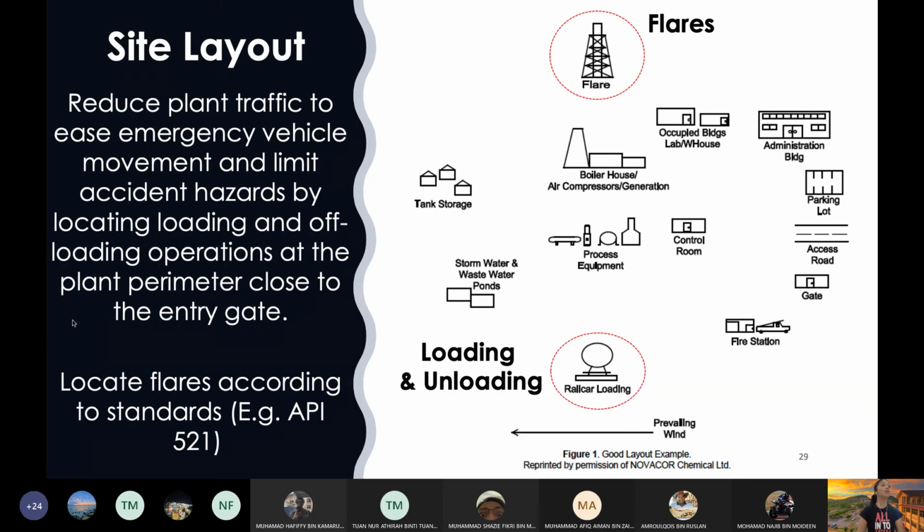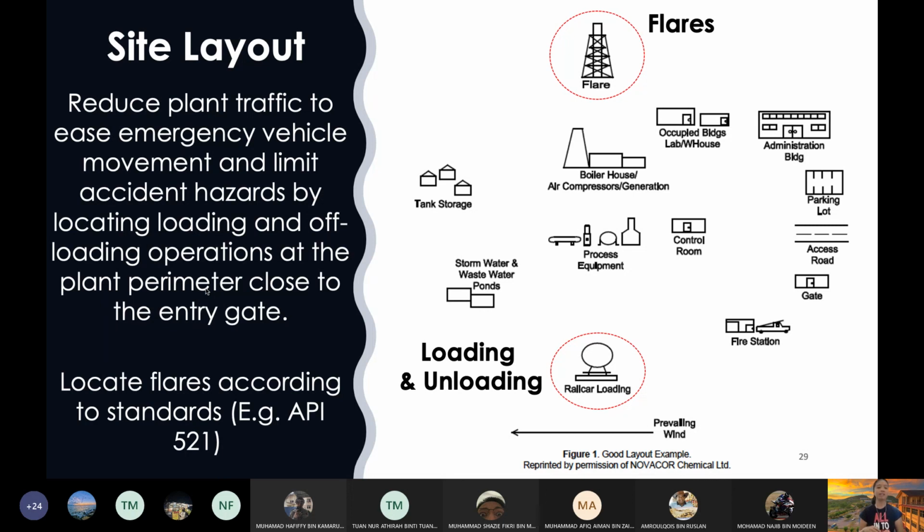Next one, flares and loading and unloading. Let's say you want to load and unload your material or raw material using rail or road. There are also considerations. When you choose the area to load and unload your raw material or product, you may consider reducing the plant traffic to ease emergency vehicle movement and limit exiting hazard by locating this location close to the entry gate. Meaning, the place where you load raw material and product should not be on the same traffic route for people going in and out of the company, so that if any problem happens, traffic does not jam. If you choose the same road to load your product and raw material, and it's the same road that your workers use to access the plant, it may cause traffic, or if anything happens, of course it will worsen the situation.